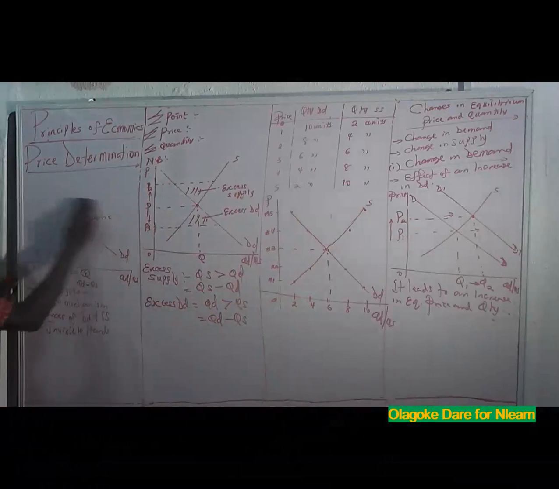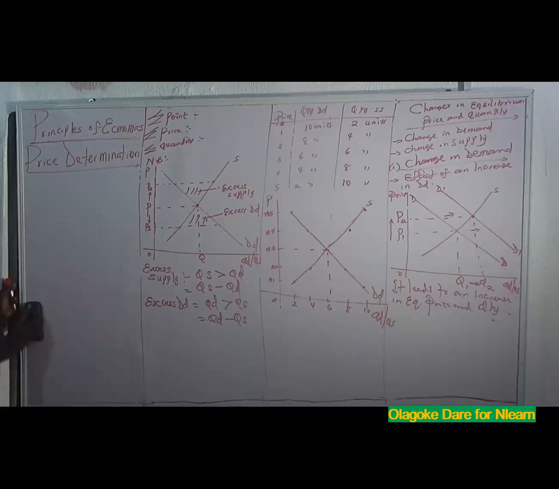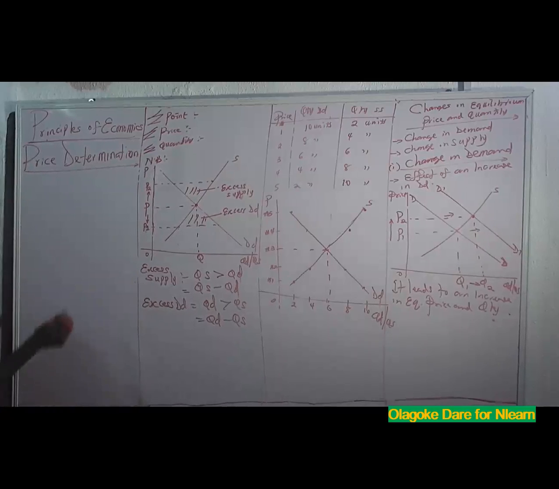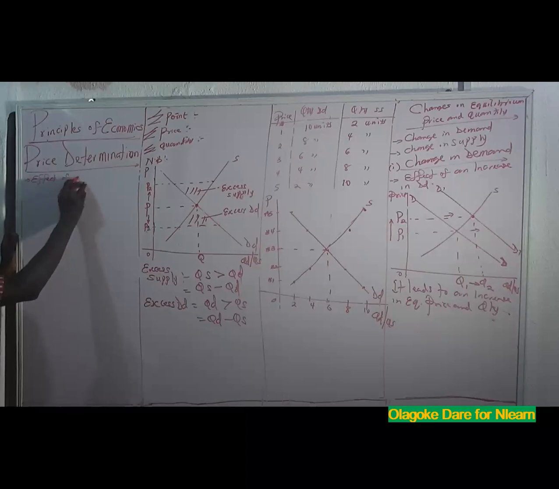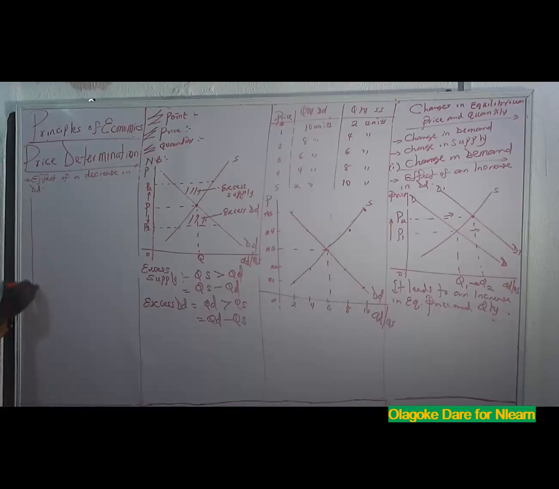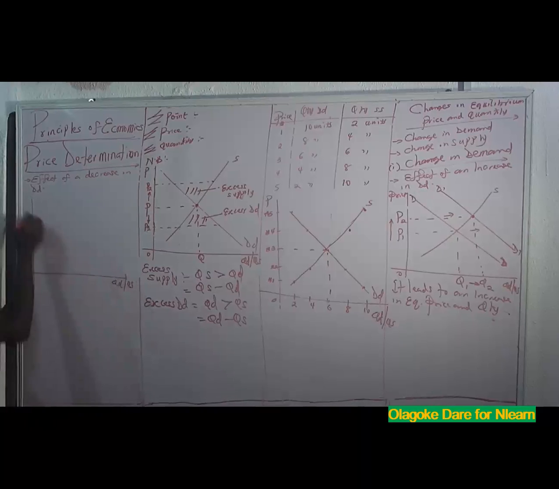Let's look at the effect of a decrease in demand. Now let me wipe this off. The next one, effect of a decrease in demand. I have my axes like this: 0, quantity demanded/quantity supplied, and my price. This is my demand, this is my supply. This is my equilibrium price 1, quantity 1. So, effect of a decrease in demand.